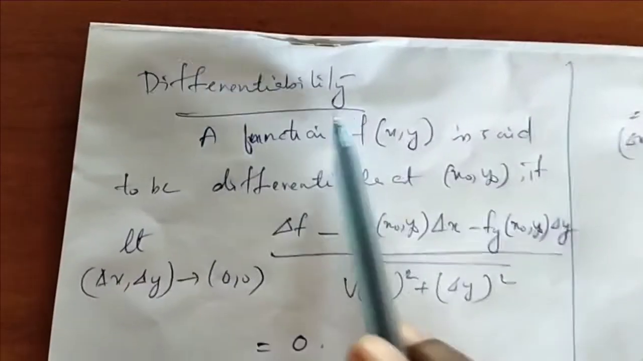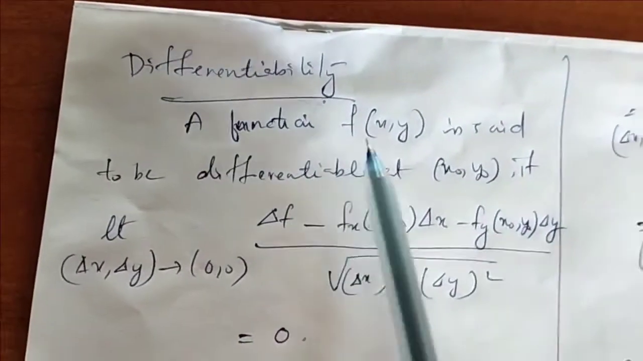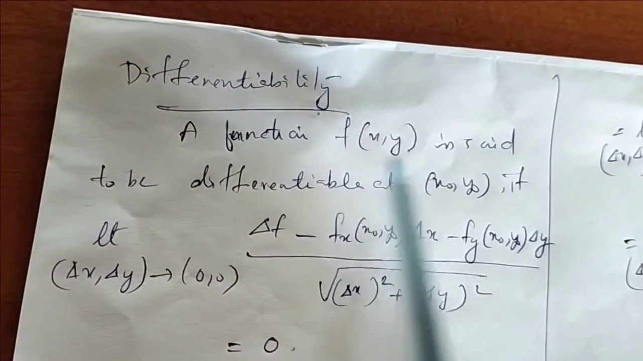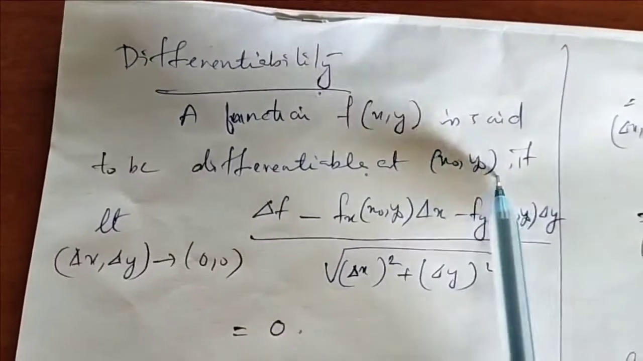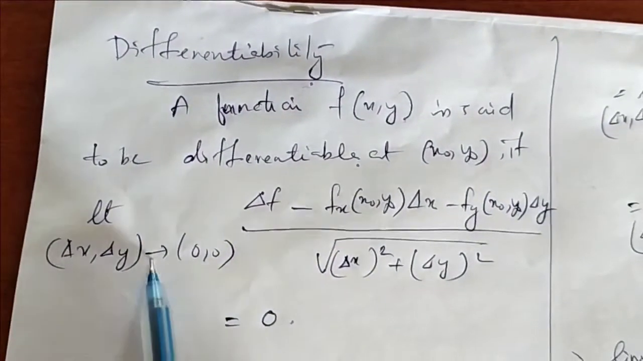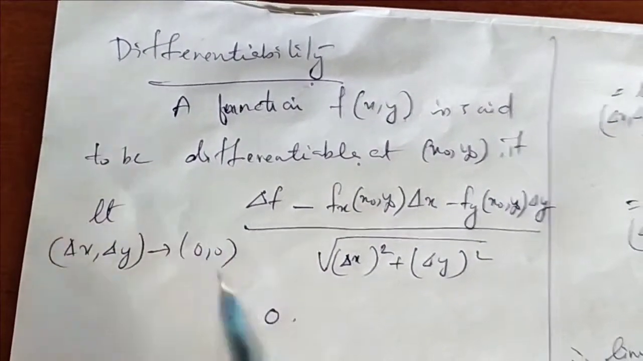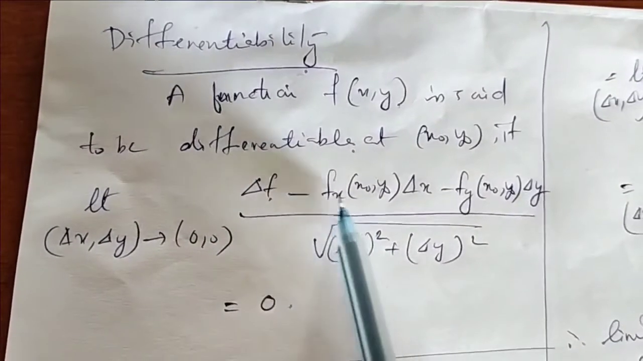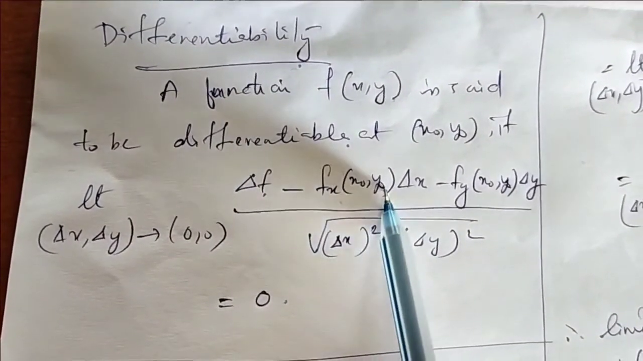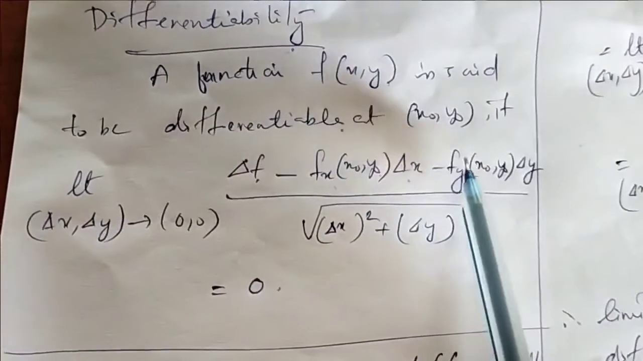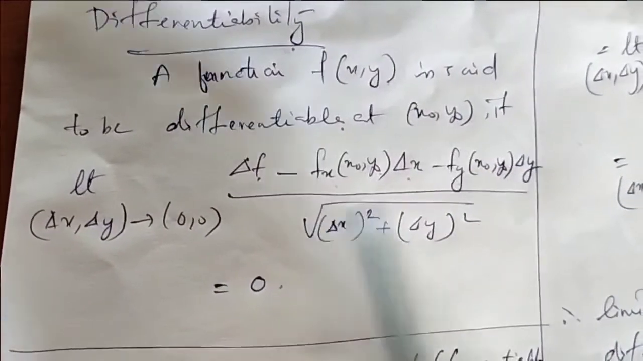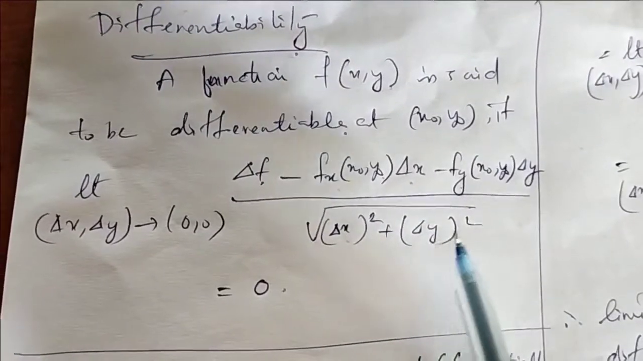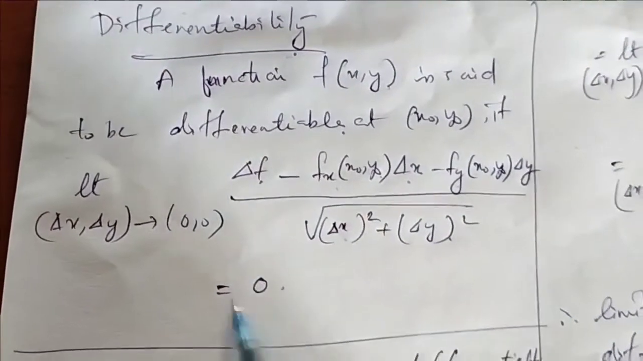Next is differentiability. A function f(x, y) of two variables x and y is said to be differentiable at (x₀, y₀) if the limit as (Δx, Δy) tends to (0, 0) of [Δf − fx(x₀, y₀)·Δx − fy(x₀, y₀)·Δy] divided by the square root of (Δx)² + (Δy)² is equal to 0.